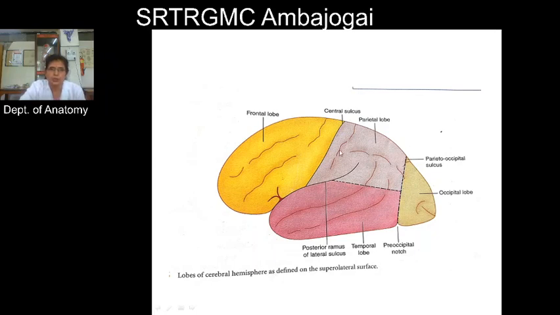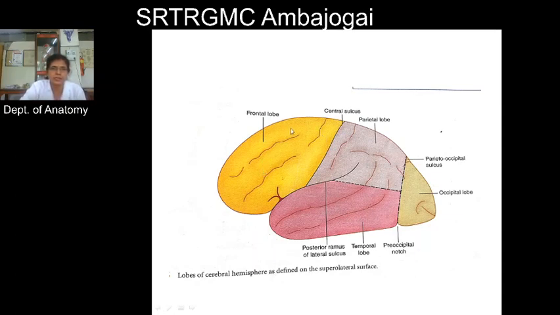Now these 2 sulci, the central sulcus and the posterior ramus of the lateral sulcus, together with the first imaginary line and the second imaginary line, divide this superolateral surface, or this cerebral hemisphere, into 4 lobes. These 4 lobes are the frontal, parietal, occipital and temporal, and these lobes are named according to the bones to which they are related.